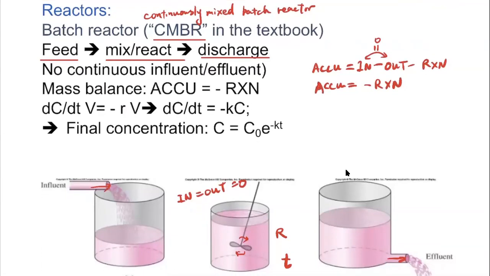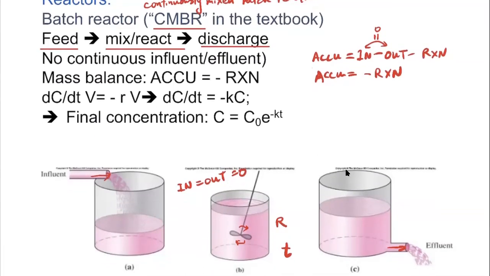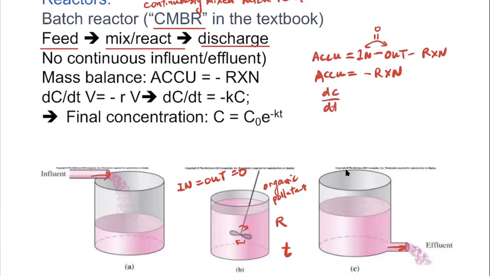So what about the accumulation? The accumulation is basically the change of the concentration for this species. Let's imagine that within this tank, there's a degradation of some organic pollutants. We're trying to remove certain pollutants within the wastewater. So the change of the concentration is going to be dc/dt. And since it's being removed, the reaction term is going to be minus kc. But this is actually the simplified version.